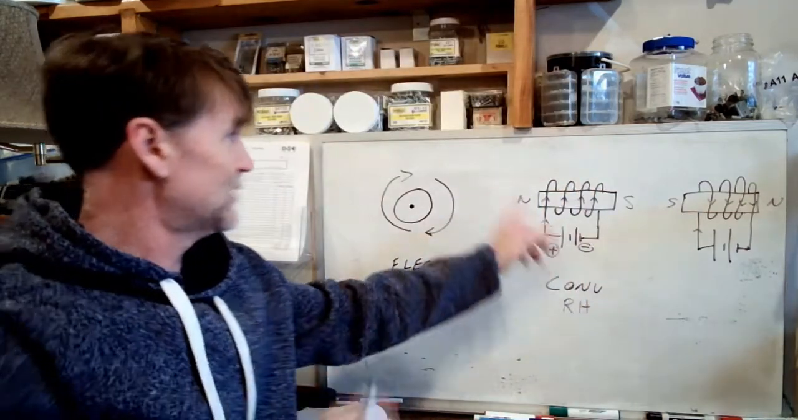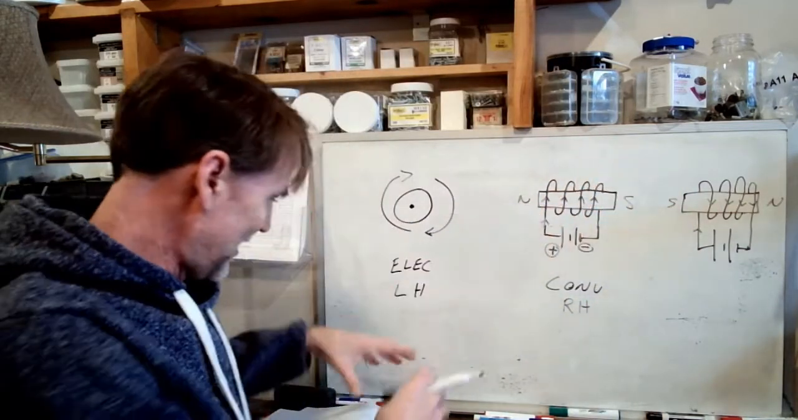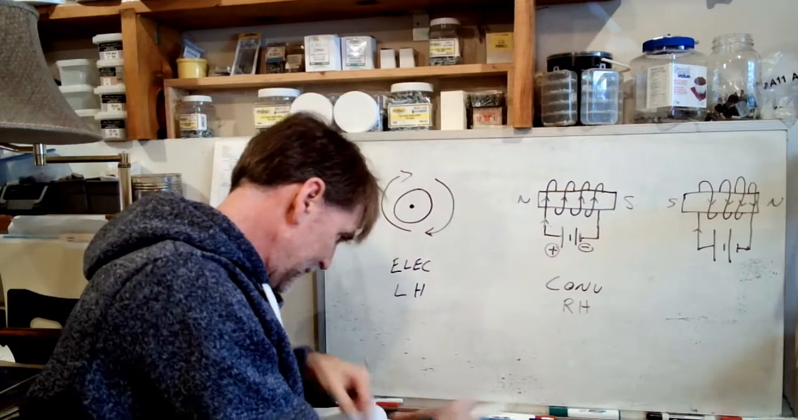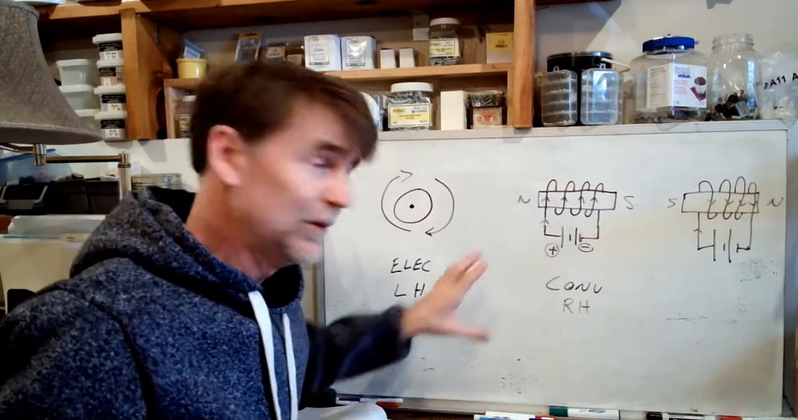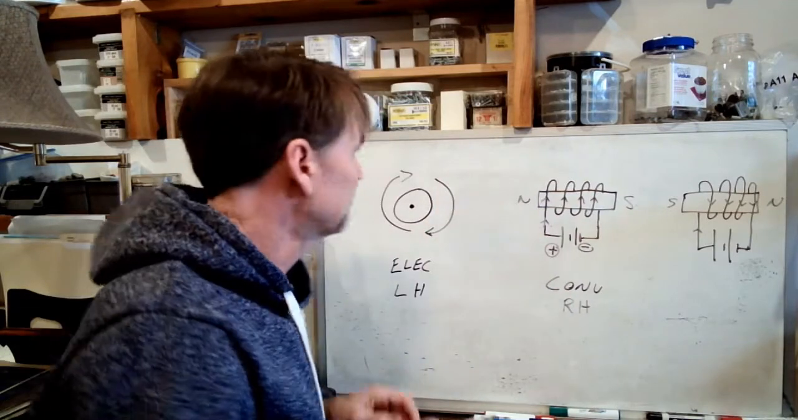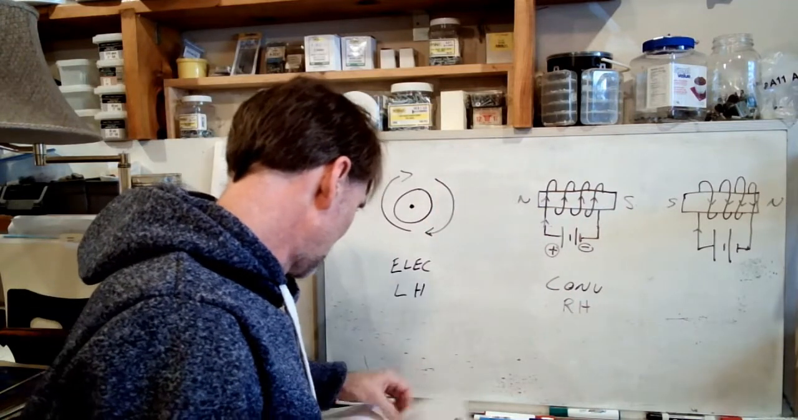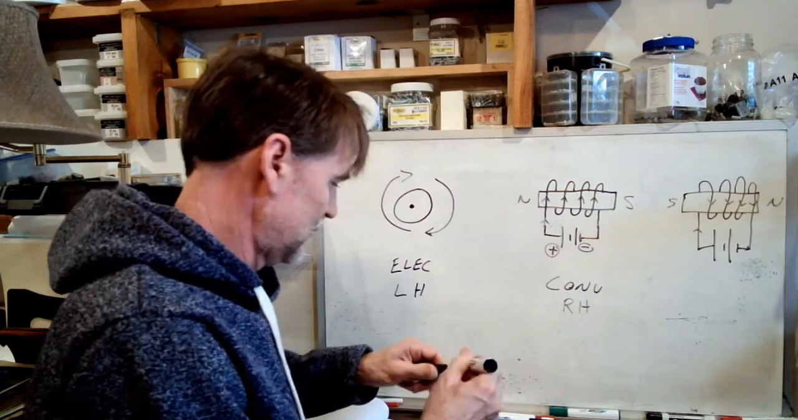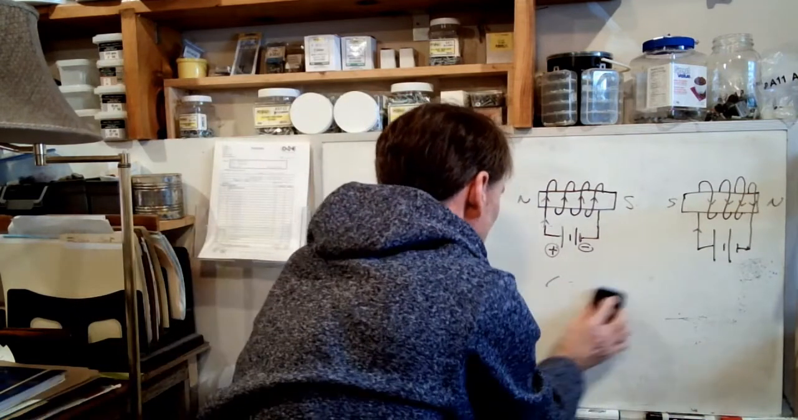Okay, so that's just an interesting thing. Watch out for that. That's a detail as you're going through the hand rules. That's the sort of detail you've got to pay attention to and make sure that you get all the arrows in all the right places. Okay? Good. Moving on to Fleming's generator hand rule.